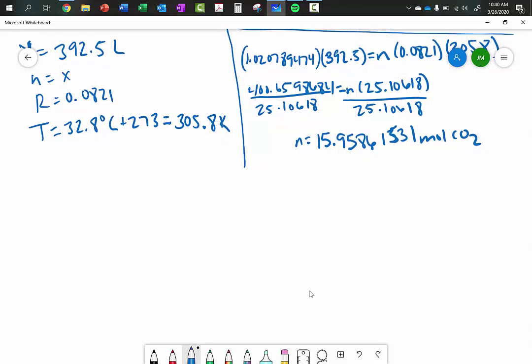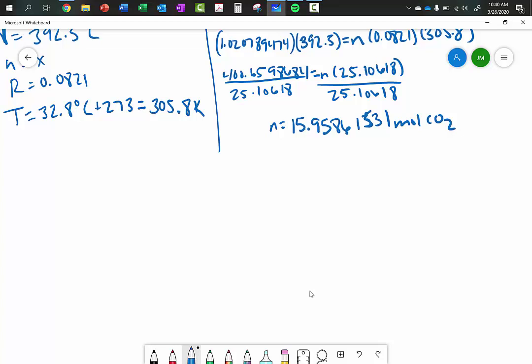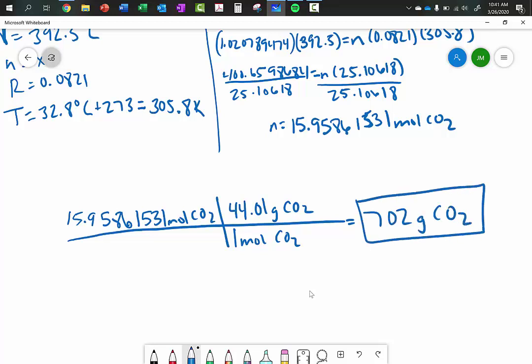All right, so now I have moles. I know that the question was asking for grams, so this should just be a really easy conversion. 15.95861531 moles of carbon dioxide. Remember, I'm not rounding till the end. And I know that 1 mole of carbon dioxide has 44.01 grams. And that should give me 702 grams of carbon dioxide as my answer.